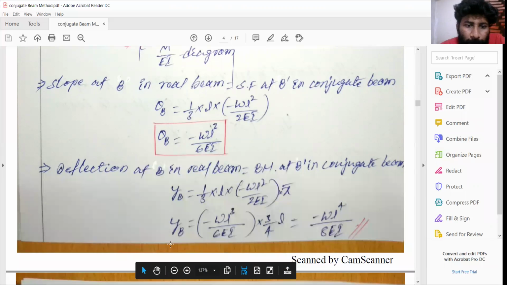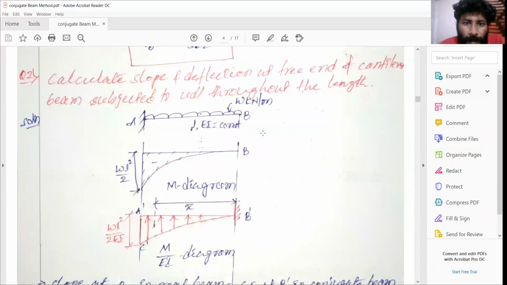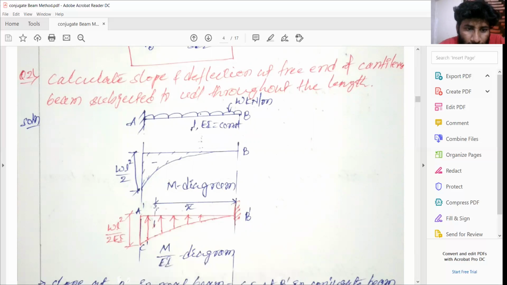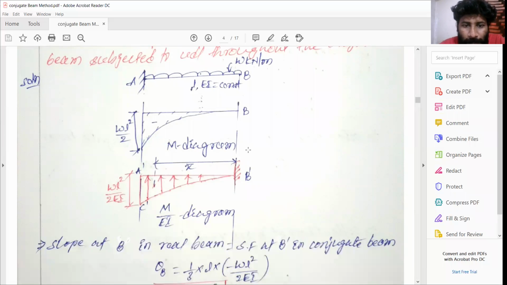Then again, the deflection at B in the real beam is equal to the bending moment at B in the conjugate beam. So now I want to find the deflection at B, which is equal to the bending moment at the corresponding section in the conjugate beam. How to take the bending moment for this loading? The area of this loading, the total intensity, is 1/3 into L into minus WL squared by 2EI, into X bar, the distance from the center of the load, which is somewhere here, to the section. Load into X bar is the bending moment at this section. That will give the deflection at B.